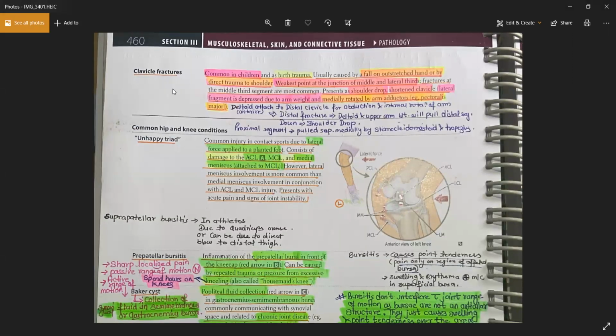Okay, now comes the clavicle fracture, which is very much common in children. The most common location of the clavicle fracture is the 2/3 and 1/3 location. Okay, 2/3 from the medial and 1/3 from the, oh sorry, 1/3 from the lateral. This is the most common or the weakest point in the clavicle fracture. So the weakest point is at the junction of the medial and the lateral third.